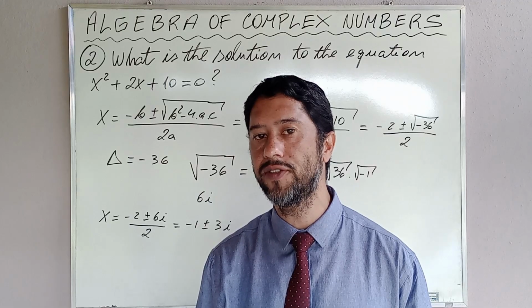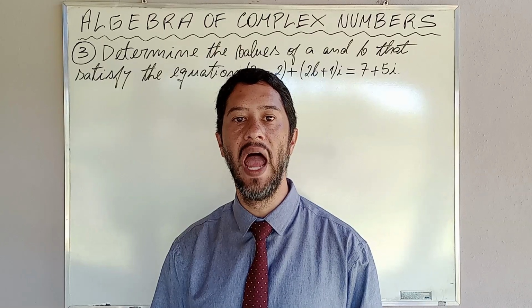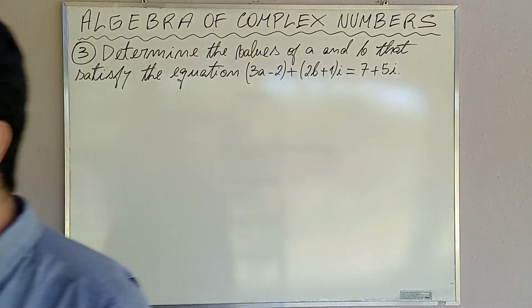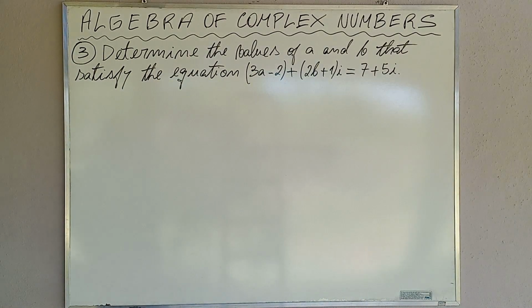Let's go to the next. Exercise number 3. Determine the values of a and b that satisfy the equation (3a minus 2) plus (2b plus 1)i equal to 7 plus 5i. This is the question. Let's go to the solution.